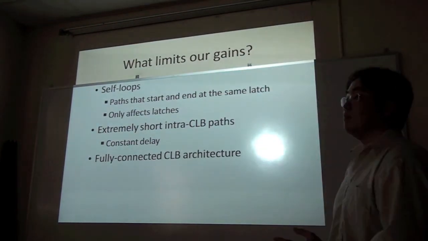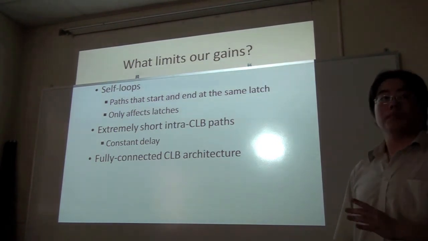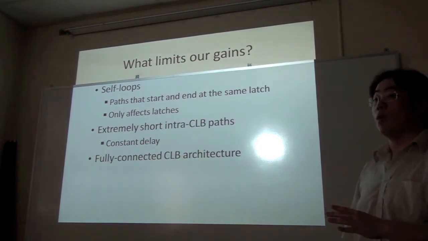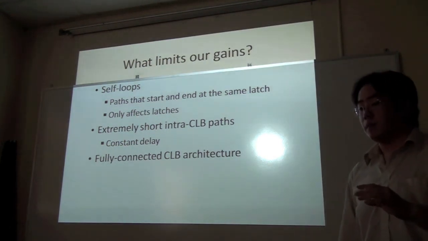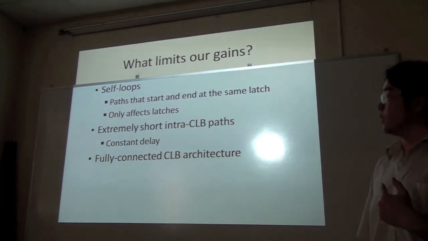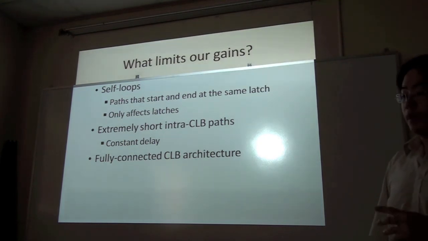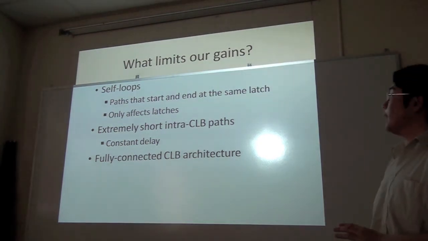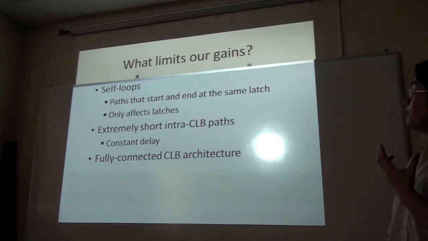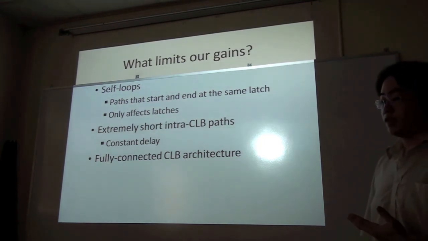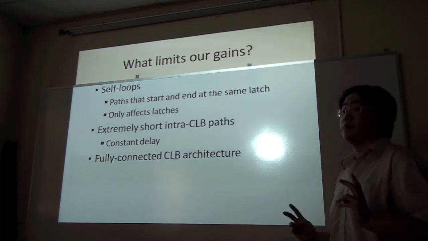So what is limiting our gains from achieving the same results as clock skew, or achieving the optimal results? Well, first off, we have structures called self-loops, essentially paths that start and end at the same latch. What makes this peculiar is that this case only affects latches because of the fact that they are transparent. If a path starts from a latch and then comes back before the transparency period is over, that is a hold time violation.